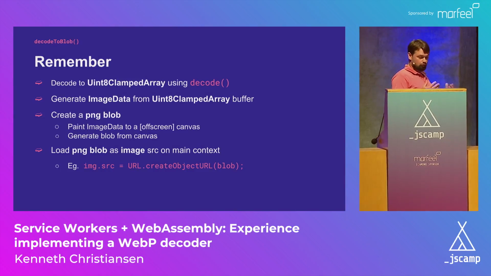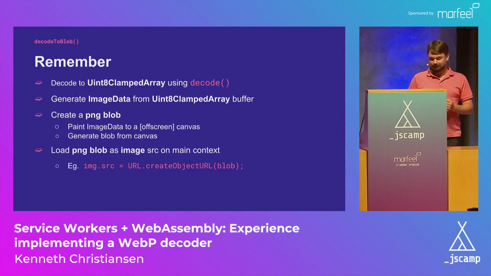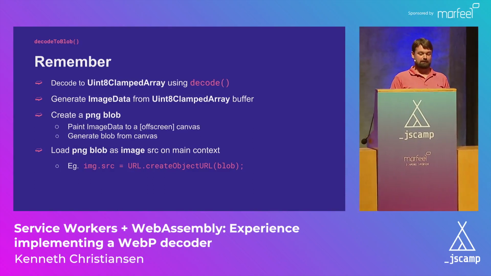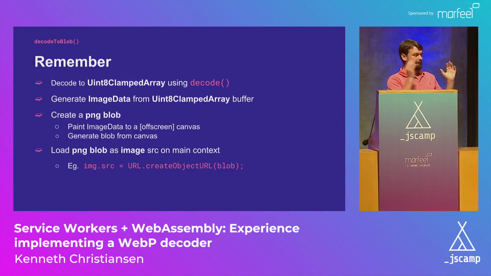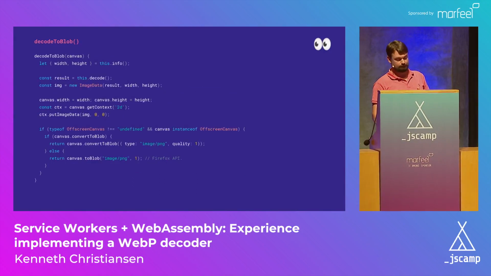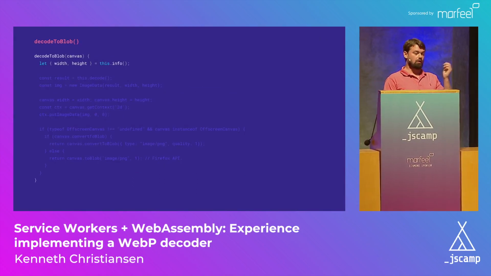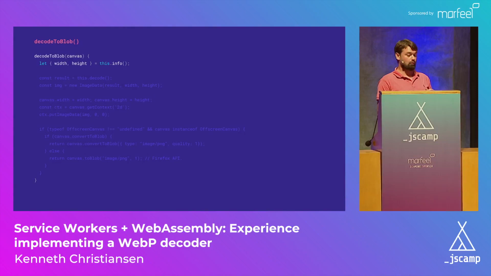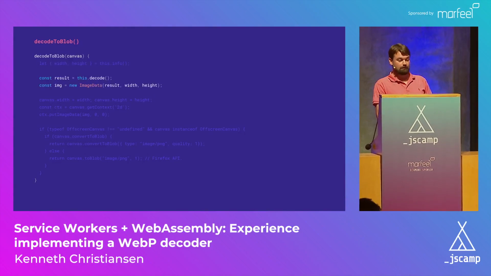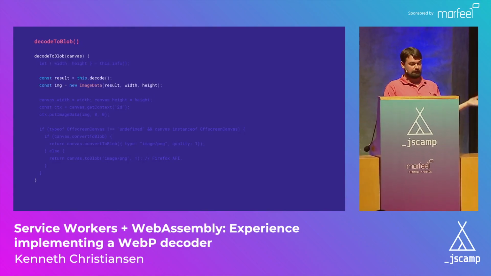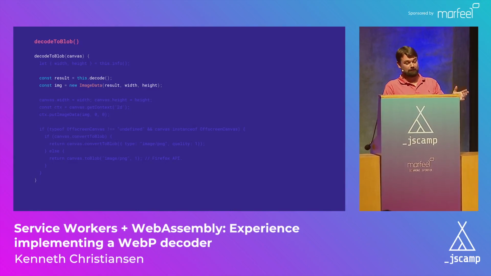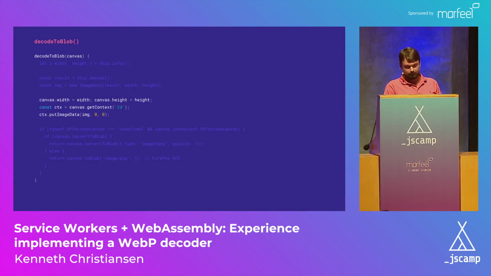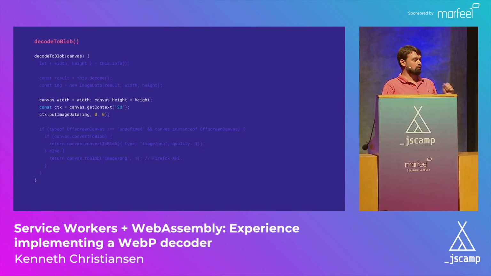Decode to blob, I'm reusing this function. Furthermore, I'm generating this image data from the buffer. Then I paint that to a canvas, and I use some of these special functions to get a blob out. So this looks like this. First of all, I get the width and height, so I know the size of the buffer. Then I decode the data, and I generate this image data object. So that takes the data plus the width and the height, exactly what I had. Then I actually paint that to my off-screen buffer.